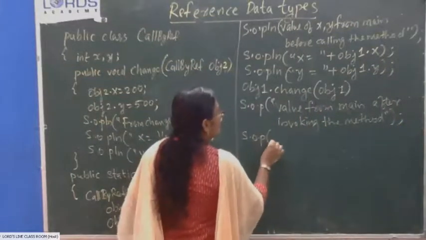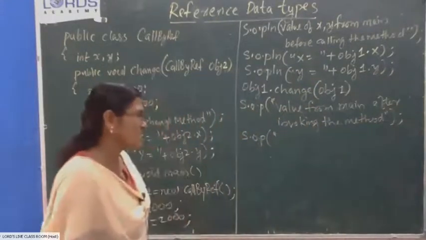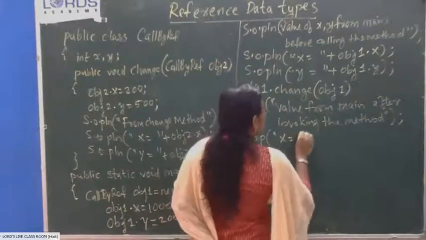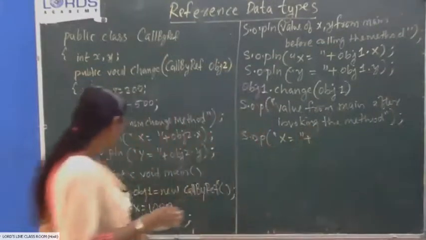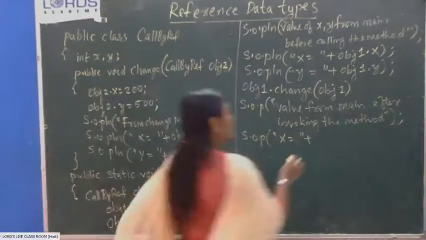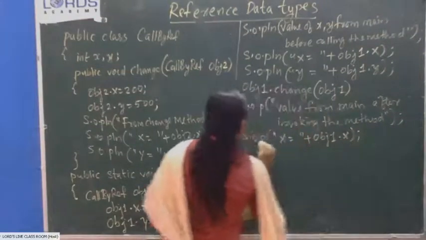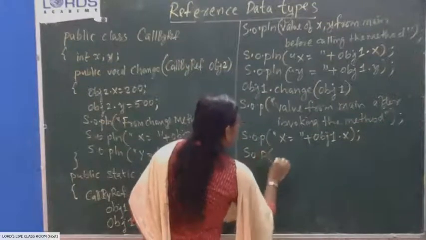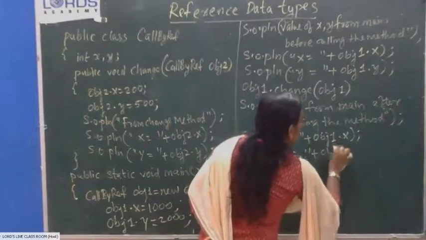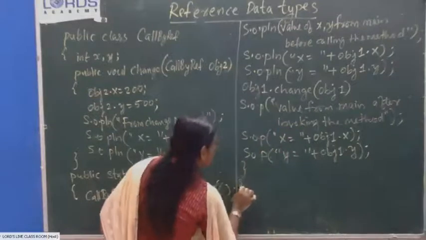System.out.println, the value of x and y I want to print after calling the method. I just want to show you what changes happened. So in the main method we can access the values of x and y through the object obj1. x equal to obj1.x, y equal to obj1.y. Okay, so the main method is closed, the class is closed.